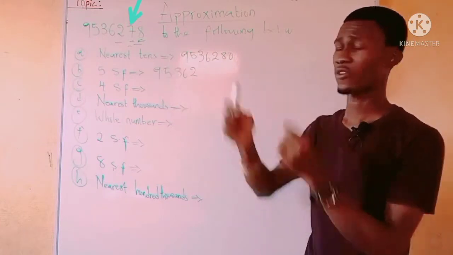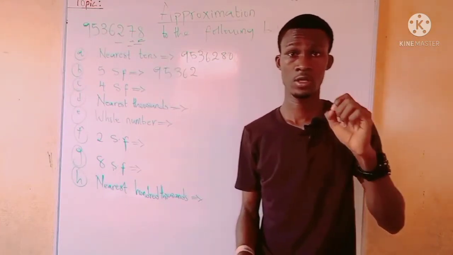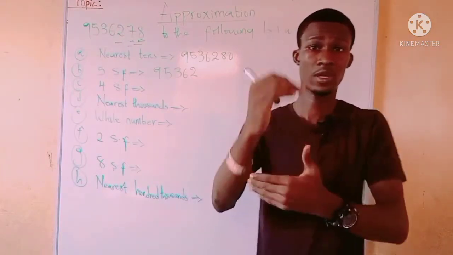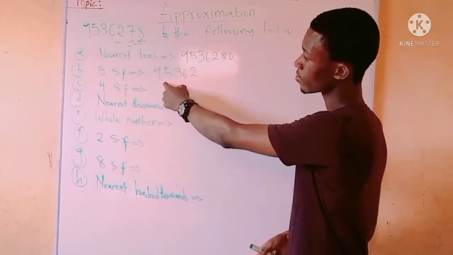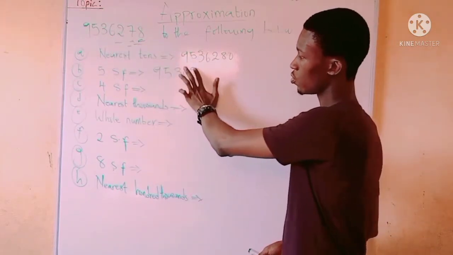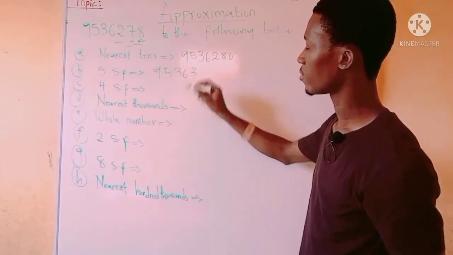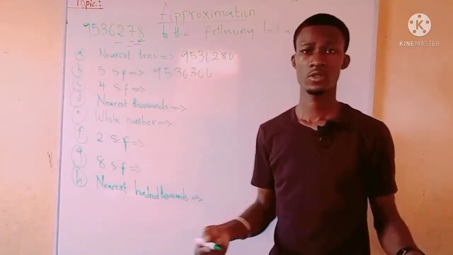So since 7 is the first number to become 0, we shouldn't forget that it is 7 we are actually calling here. And 7 is up to 5 or more than 5. So since 7 is up to 5 or more than 5, we are going to add 1 to this. So instead of having 9, 5, 3, 6, 2, we'll clean this 2 and place 9, 5, 3, 6, 3. Then the rest becomes 0. That's how significant figures work.